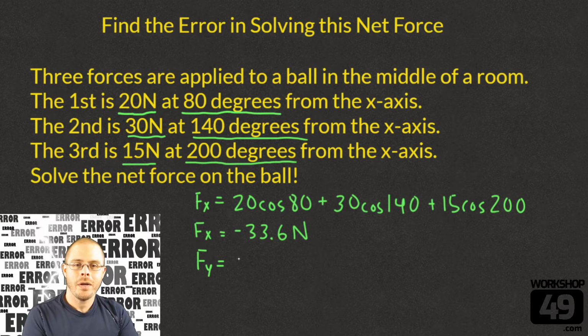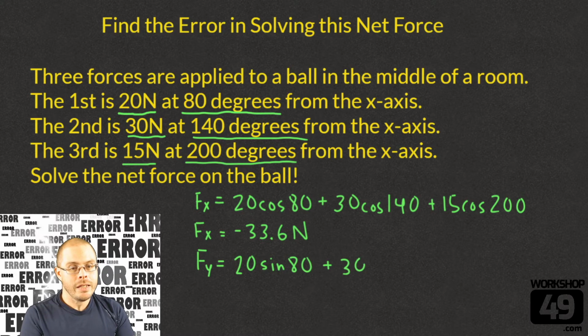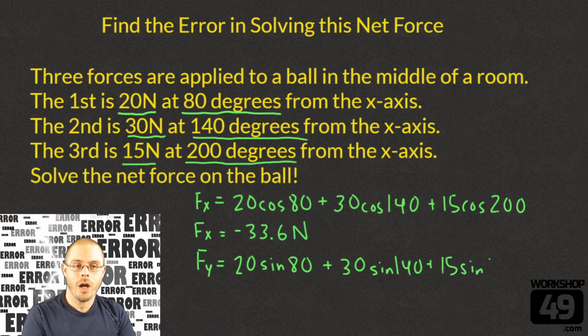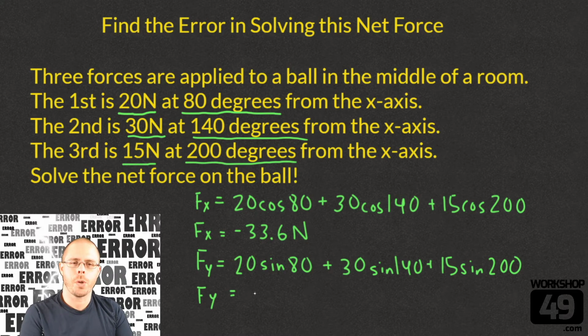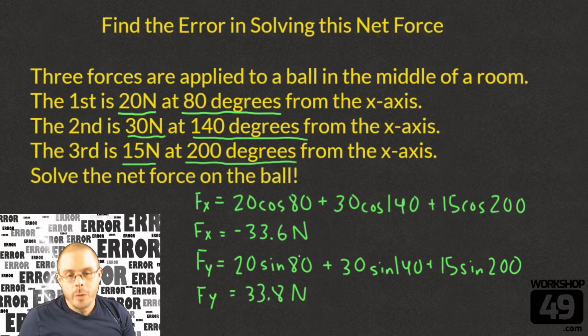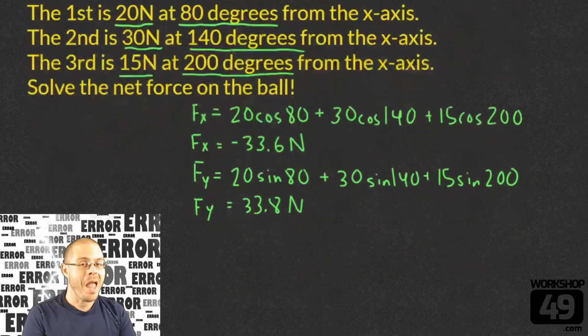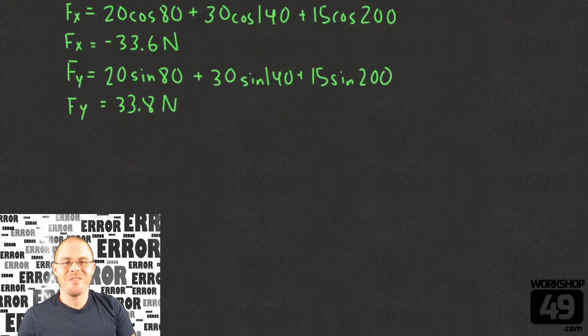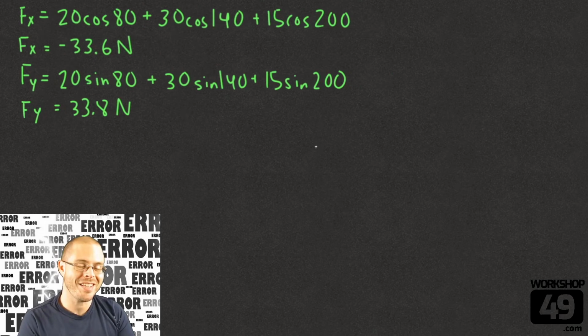Our net force y is going to use sine values instead of cos values. Sine values are up and down. 20 sine 80 plus 30 sine 140 plus 15 sine 200. And this is going to give us our net up and down force. We plug this into the calculator and we get that our force y is going to equal 33.8 newtons. So it's going to be going up when we draw that vector. Everything looks good so far. We're going to move on as long as there's no mistakes yet.